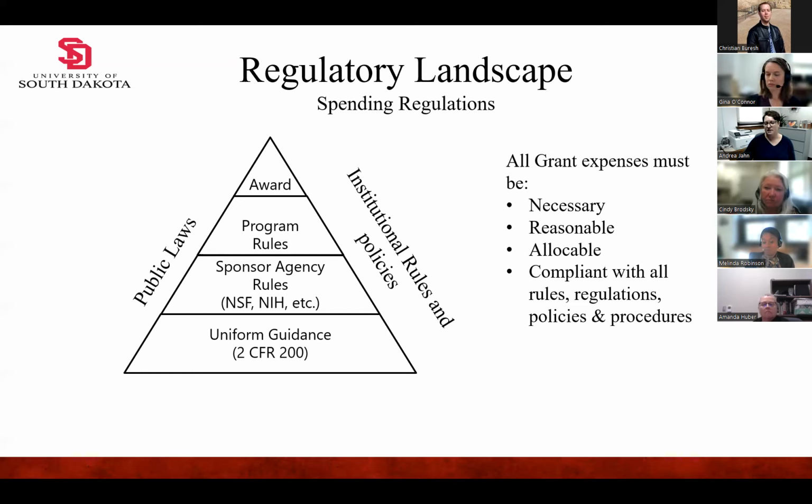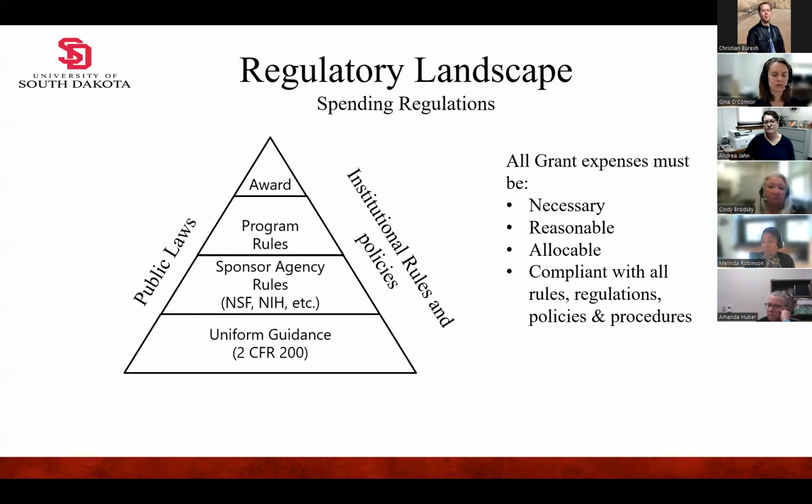But it's important to understand that any expenses on the grant should be necessary, reasonable, allocable, and compliant with all the rules and regulations, policies, and procedures at all levels. So even at the department level, it's important to communicate your plans, especially for payroll or expenditures or capital equipment, things like that. It's important to communicate with the chair, the dean, whoever has oversight in the department as well.